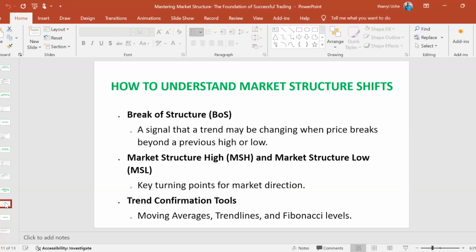You also have market structure high and market structure low, MSH and MSL. These are the key turning points. Like I mentioned, Monday, Tuesday, Wednesday highs. They are the key turning points for market direction.